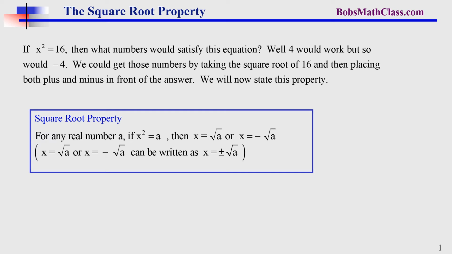So here's the property. For any real number a, if x squared equals a, then x equals the square root of a, or x equals the negative square root of a. Another way we could write that in a more condensed form is x equals plus and minus, a plus sign right over a minus sign, the square root of a. So this is the square root property.